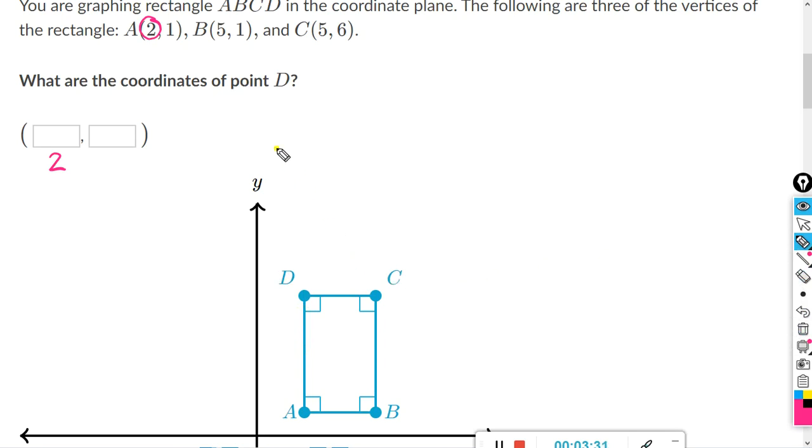And now, again, we're looking at point D. The y-axis is the up-down part. And if you drew a line like this, you can see that the y-coordinates for point D and point C both match. And the y-coordinate for point C is 6. So it's 2, 6.